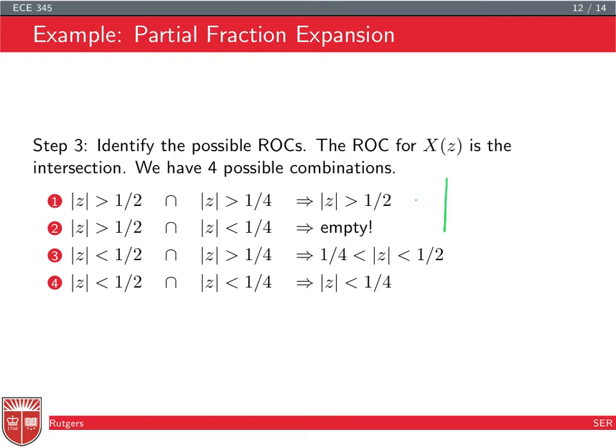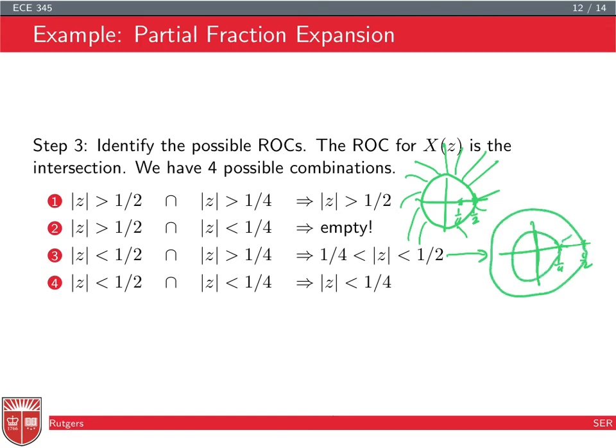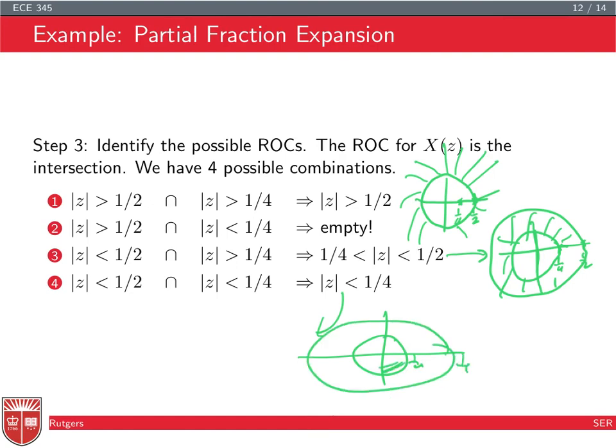So I'm going to try to draw each case. In this case here, I have the two poles, 1/4 and 1/2. This case corresponds to the magnitude of z being bigger than 1/2. And this case here corresponds to the ring between 1/4 and 1/2. And here is the inner part of the inner circle, inside 1/4. So I hope you can already see that this is basically the right-sided signal, this is the double-sided, and this is the left-sided signal.